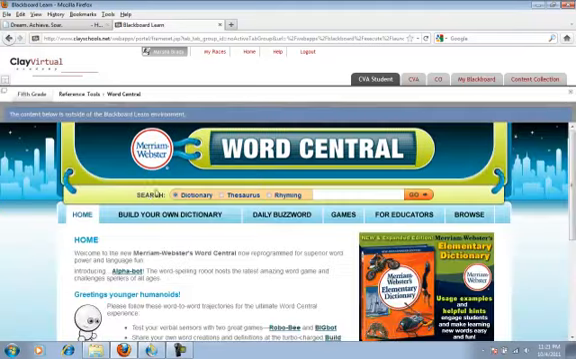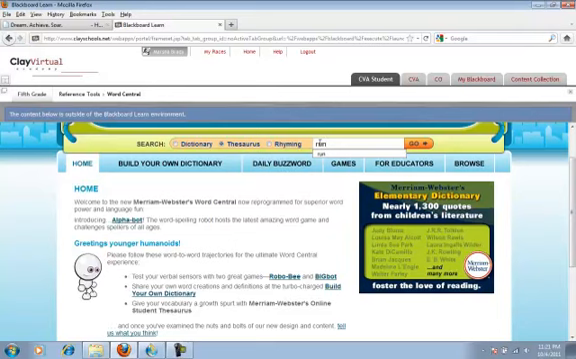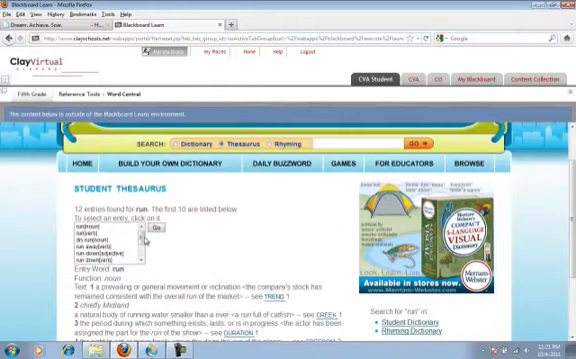So I'm going to click on Word Central, and I'm going to click on thesaurus, and I'm going to type in the word run because I want to find a better word to use in my sentence than run, something that paints a better picture in the reader's mind. Now, once I type it and press go, I can see that there are 12 entries found for run. There's run, which is a noun, run, which is a verb, dry run, run away, run down.